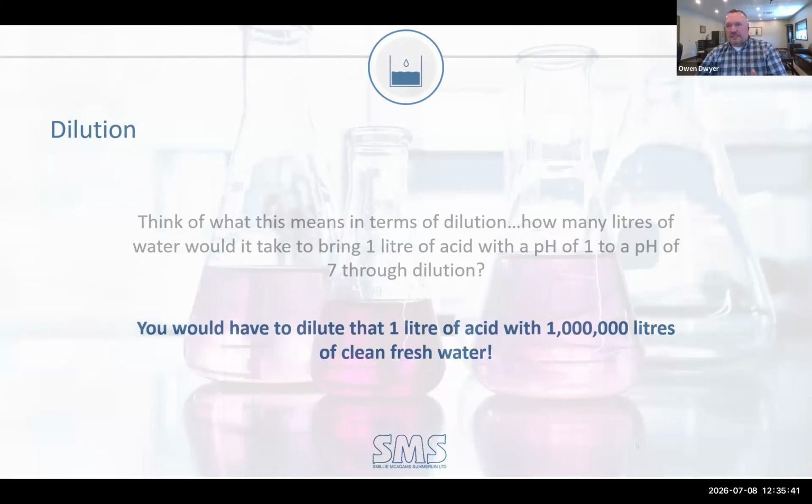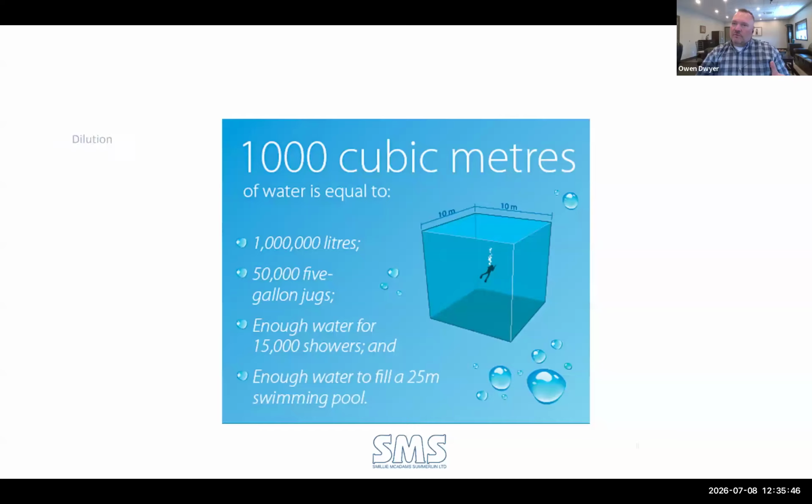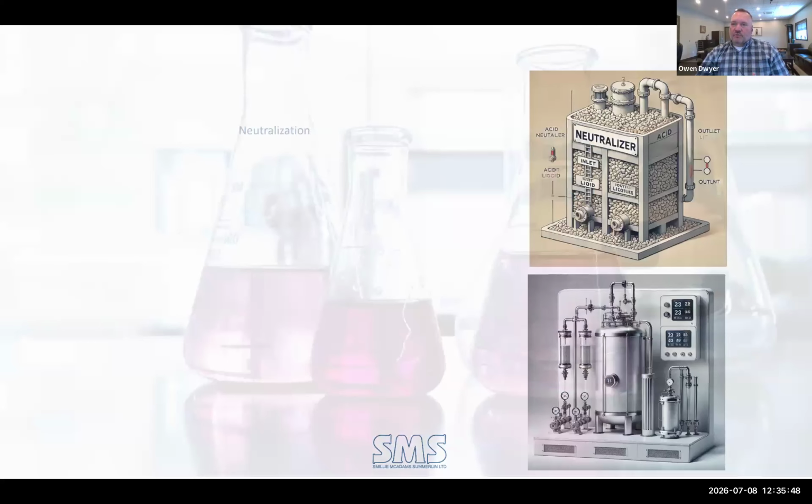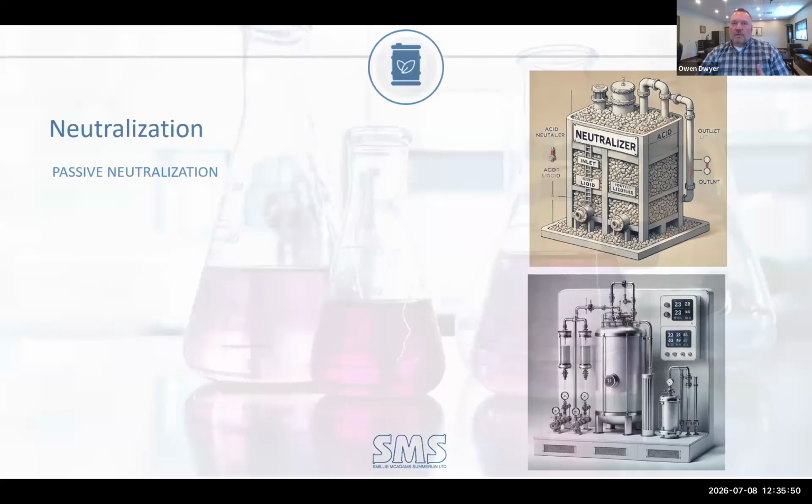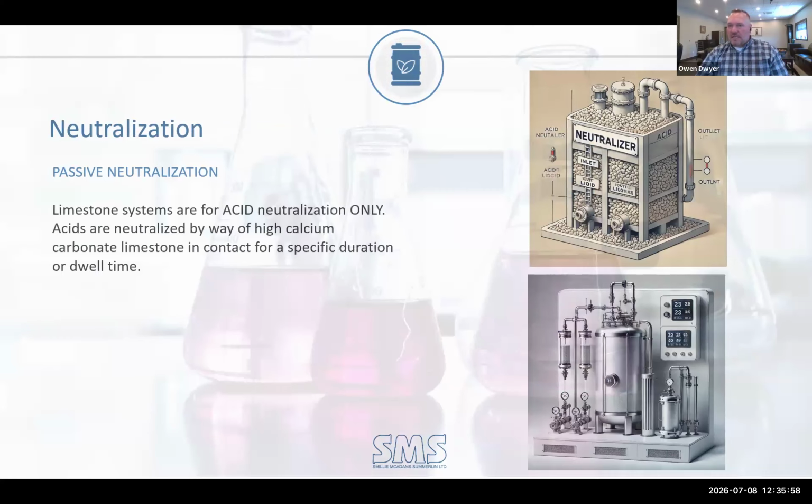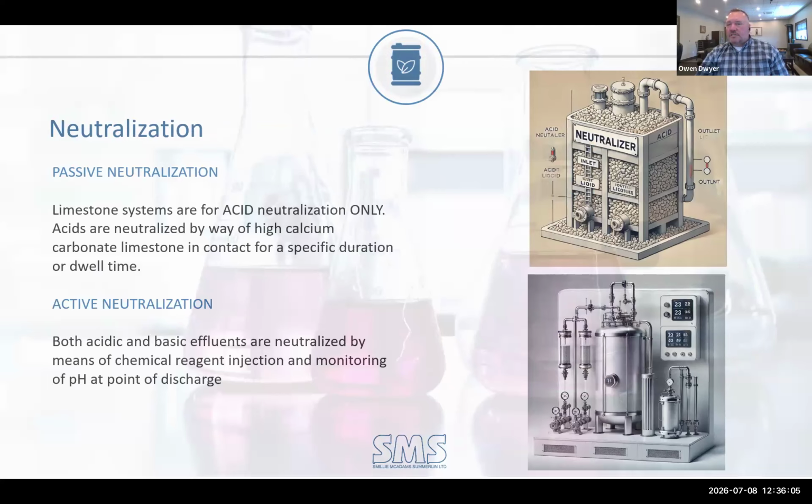So 1,000,000 liters less a liter. So again, trying to wrap your head around why we don't want to consider water in terms of treating acidic waste. We want to use a neutralization system that uses either a passive aggregate of some sort, like a media, be it magnesium oxide or calcium carbonate, or we want to have an active injection system where we're actually using pumps and agitation and dosing systems to control our effluent. So we've all seen passive neutralization systems.